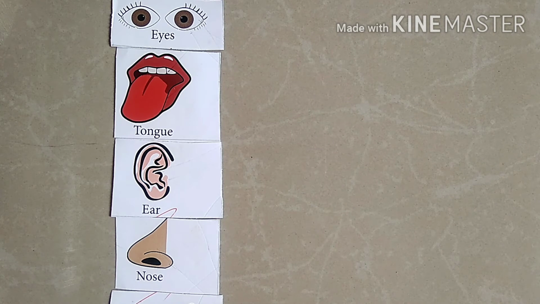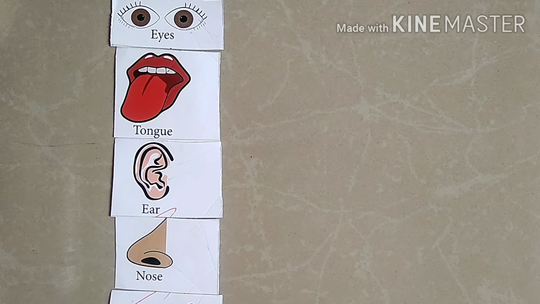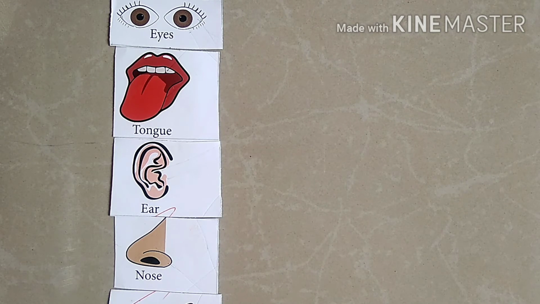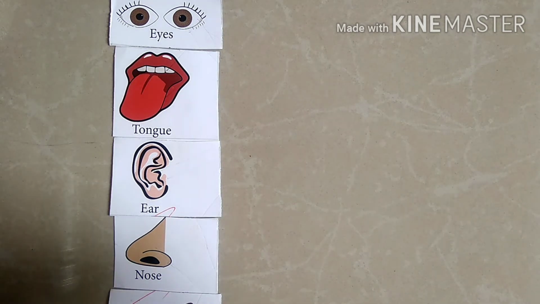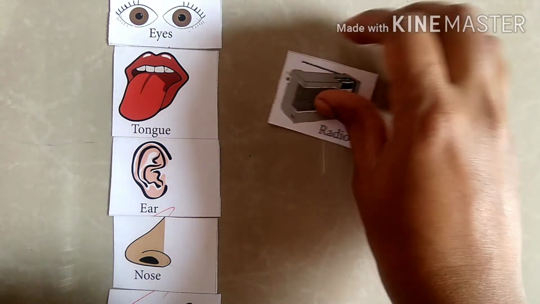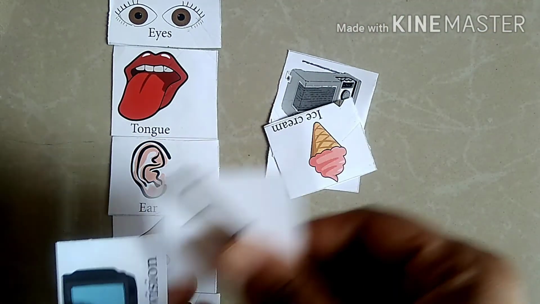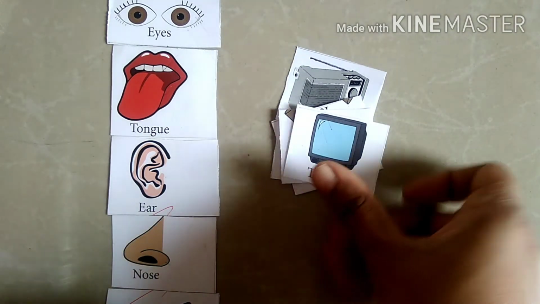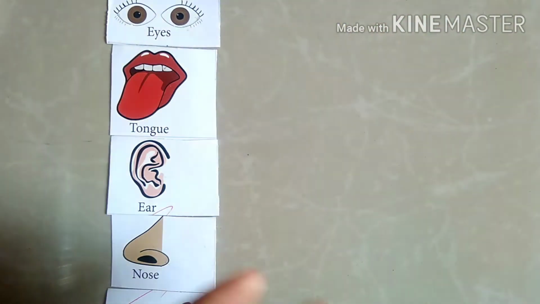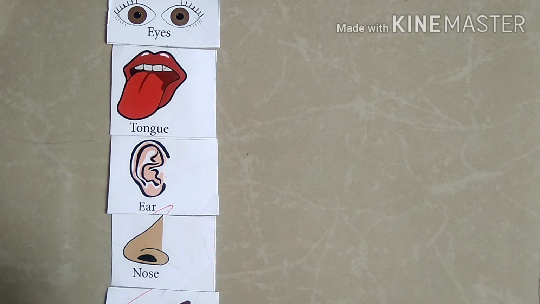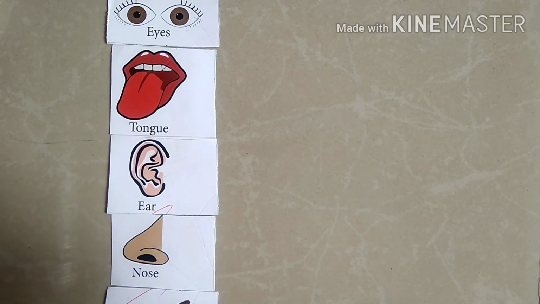Now these pictures are related to the sense organs, that is the eyes, tongue, ears, nose, and skin. So the pictures that you can give for this is like a radio, a rose, ice cream, thorn, and a television. So shuffle this and give it to the child, and the child needs to think over and match accordingly.